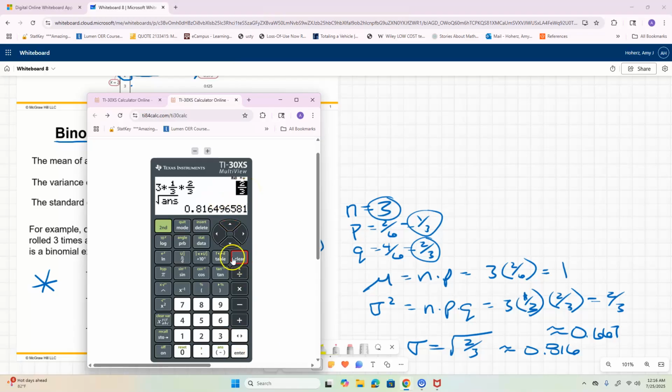And that is it for Chapter 5. So remember, for Chapter 5, you're going to have the discrete probability distributions, like we did in 5.1 and 5.2, and then you're going to have the binomial distribution like we did in 5.3.